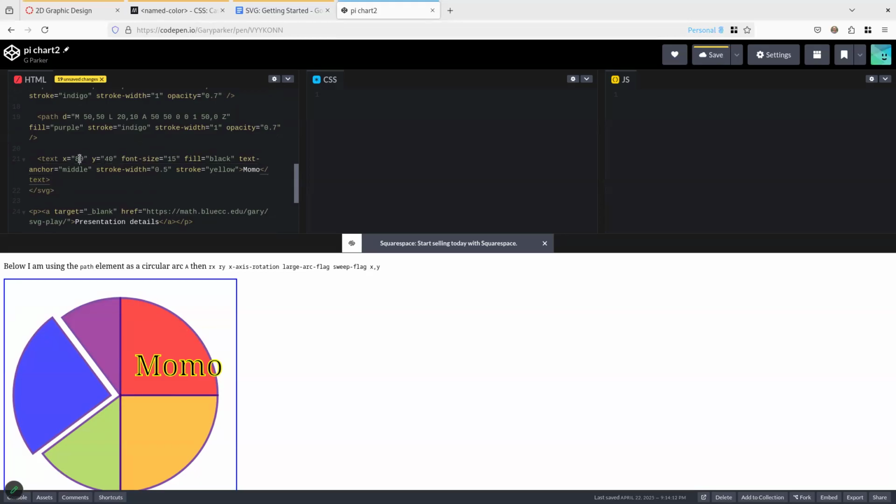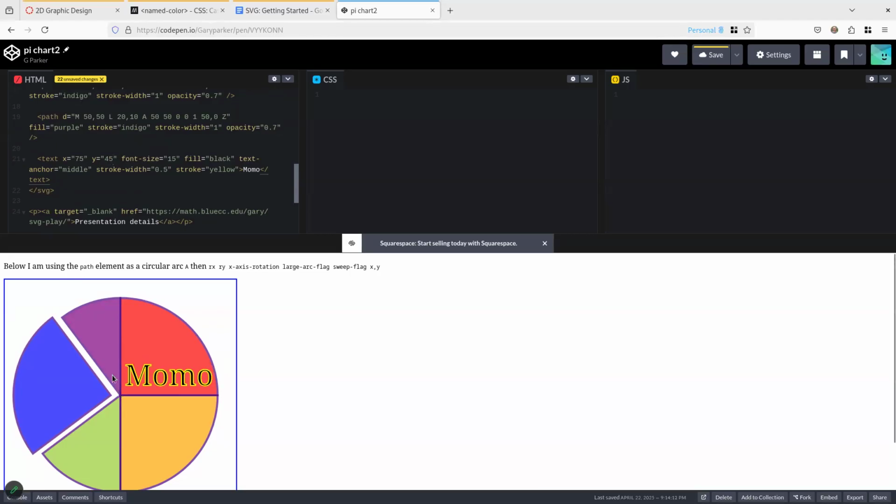So maybe X equals 70. 75. There we go. That's lovely. Maybe it needs to drop down a little. So if I drop it down, that has to increase the Y value. I always have to stop and think about that. Cool.